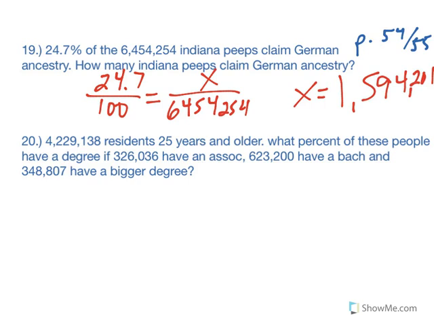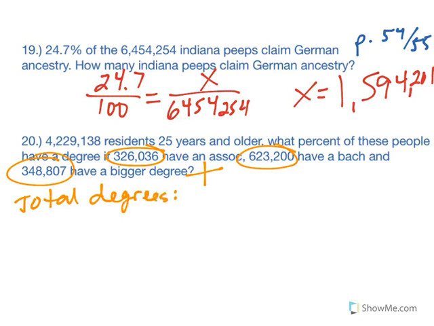All right. Now 20 I find to be just a little bit confusing. So we've got 4,229,138 residents that are 25 years and older. What percent of these people have a degree? If this number has an associate's, that number has a bachelor's, and a different number have a bigger degree. So your first step is to take your three groups and add them together, because we need to find the total degrees.